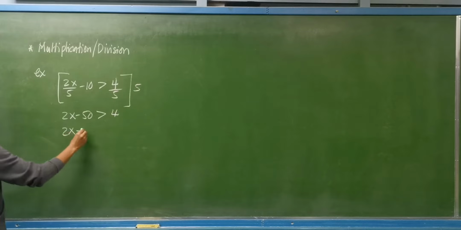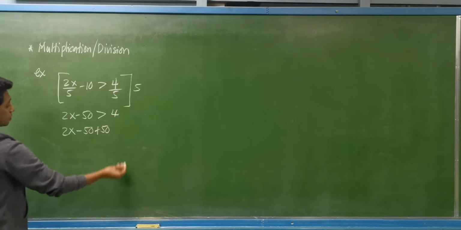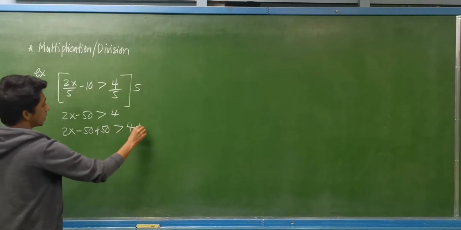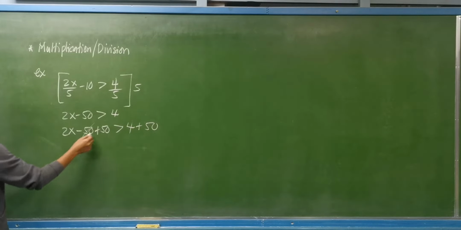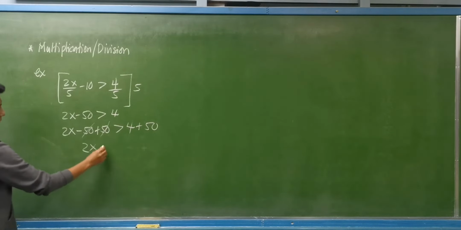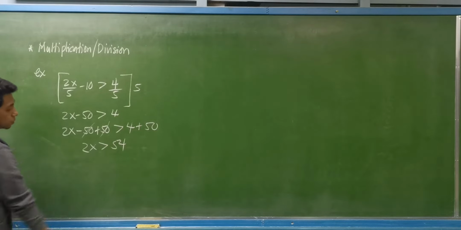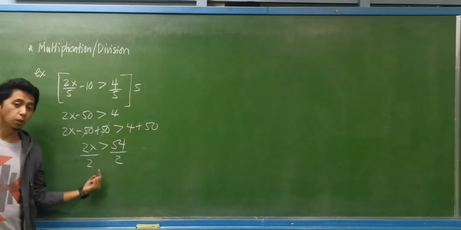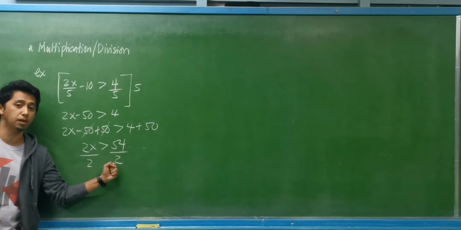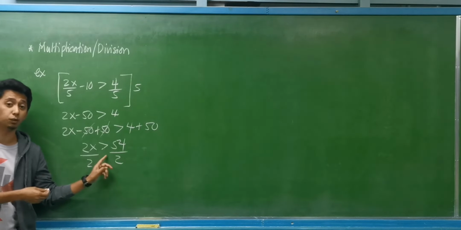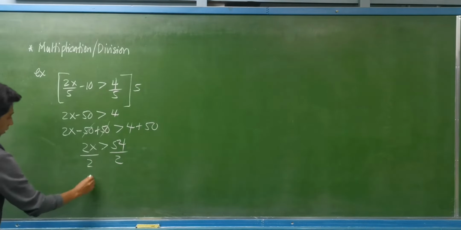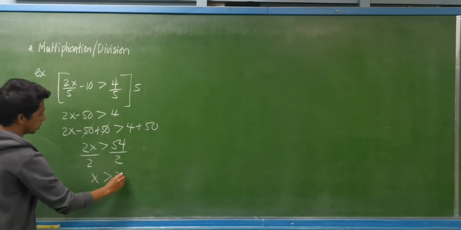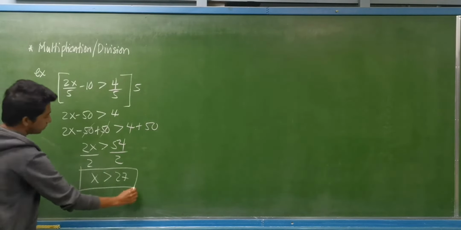So we have 2x minus 50 plus 50. We are adding the same number on both sides of the inequality. Is greater than 4 plus 50, just to get rid of these terms. So we have now 2x is greater than 54. To compute for the value of x, we divide both sides of the inequality by 2. Again, we are dividing both sides of the inequality by a positive number. So okay, the sense of inequality will not change. So we have x is greater than 27. So this is our solution set in terms of an inequality.